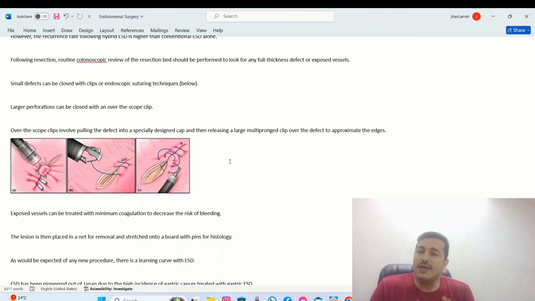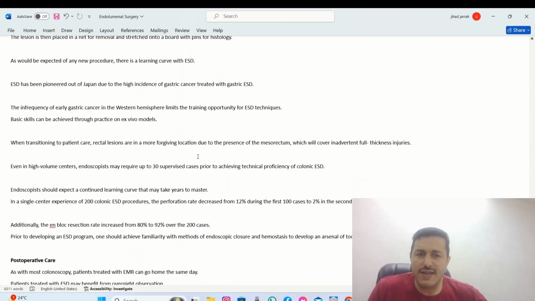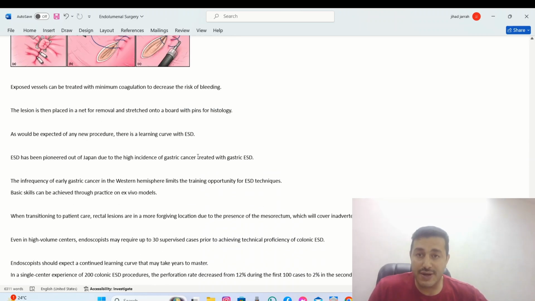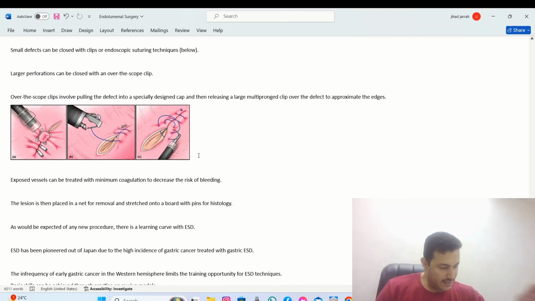If we are talking about which location in the colon is better for endoscopic submucosal dissection, it's the rectum, because we have the mesorectum, which can help us if there is a small defect, as it will seal it and close it. Of course, the remainder of the information just tells you how hard it is to learn, and that it needs a learning curve.